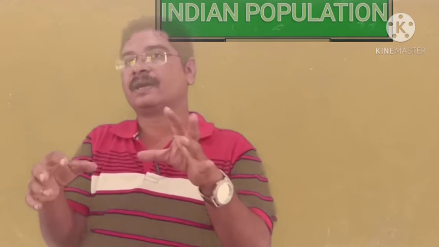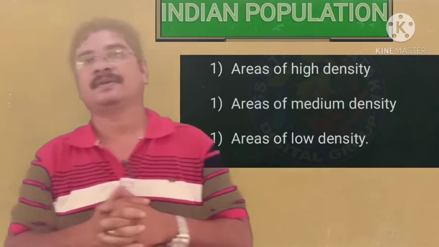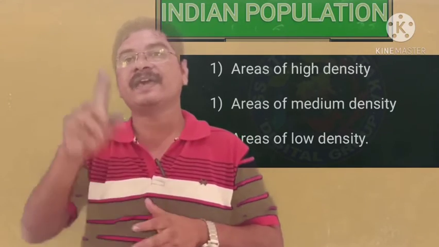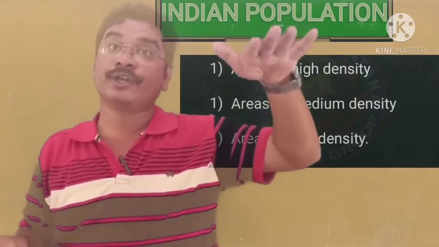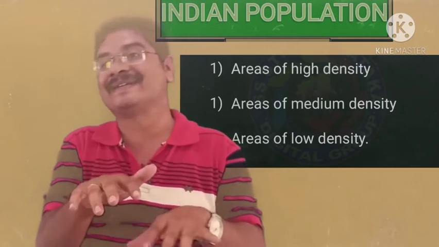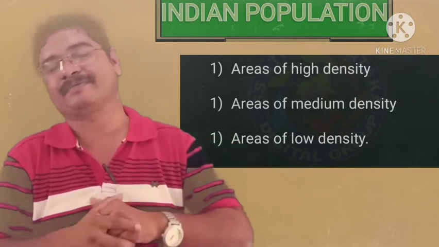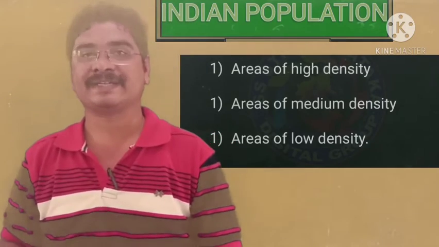What are all the population density zones? One is areas of high density. Then the areas of middle density, meaning medium density. Then the third one is areas of low density.